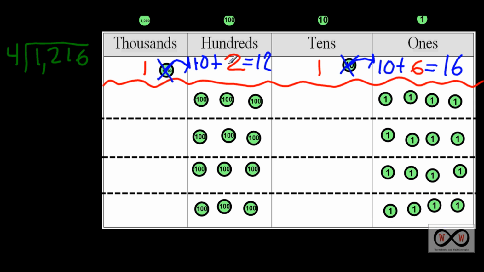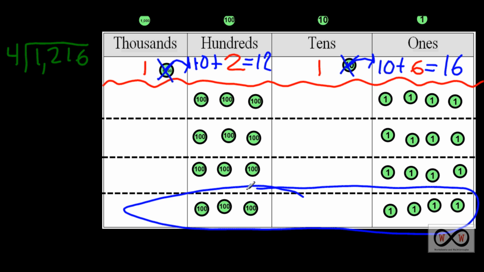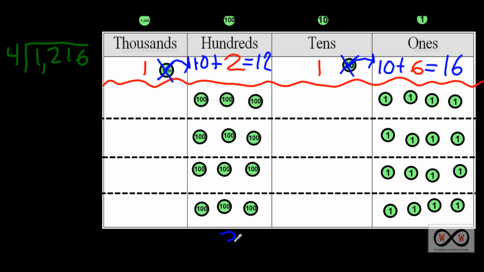1,216. So what would be the quotient? What would be the answer? So if you take a look at one of the partitions, you can see that we have 3 hundreds, 0 tens, and 4 ones. And I'm just going to write that below the place value chart. We have 3 hundreds, 0 tens, and 4 ones. And that would be our quotient. So 1,216 divided by 4 would be 304.